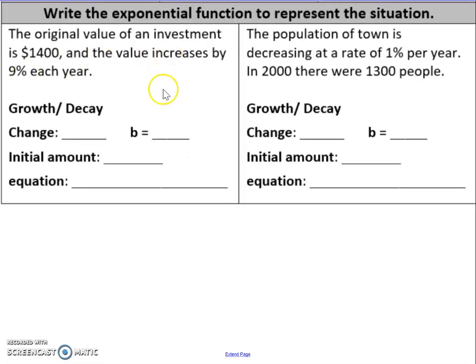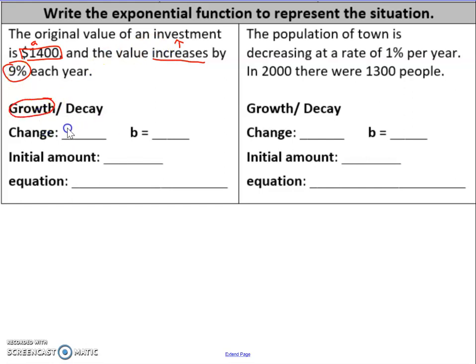All right, here we go. Word problems now. All right, the original value of an investment is $1,400. This is my initial, that's the A value. The value increases by 9%. Ooh, I'm going to have to change that each year. Okay, increase, so this is growth.